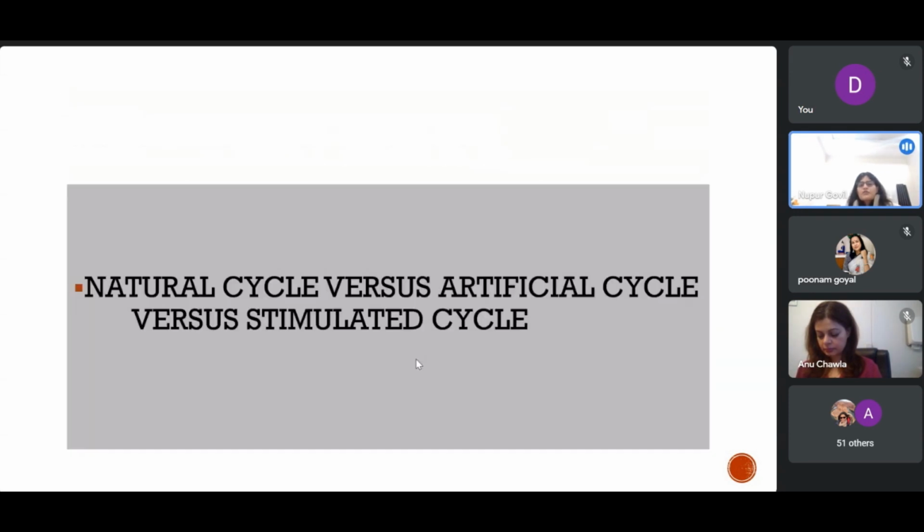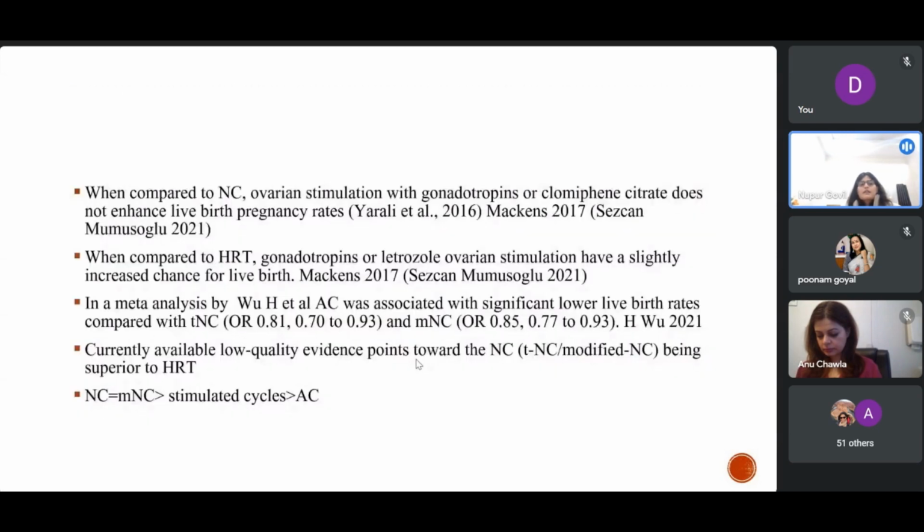So which is better, natural cycle, artificial, or stimulated? When compared to natural cycle, ovarian stimulation with gonadotropins or clomiphene citrate does not enhance live birth rate. When compared to HRT cycles, gonadotropin or letrozole ovarian stimulation have a slightly increased chance for live birth rate. And in a meta-analysis by Wu et al., it was found that artificial, that is HRT cycle, was associated with significantly lower live birth rate compared to true natural cycles. So the best is natural cycle.